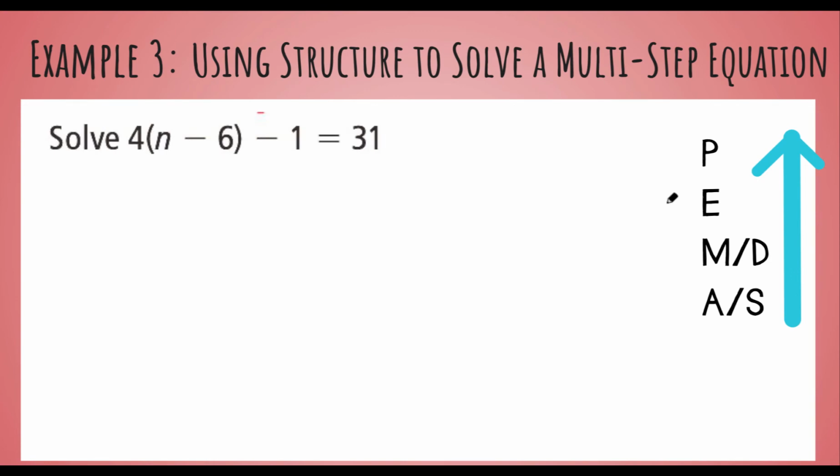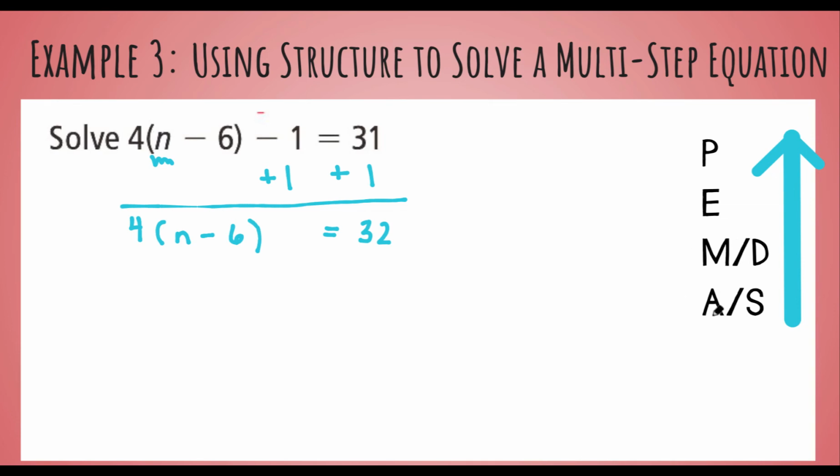All right, so our next example that we're looking at is a multi-step equation where we have 4 times the quantity of n minus 6 minus 1 equals 31. So there's a couple of ways you could do this problem, but if we did the reverse PEMDAS order, then we would start with the addition and subtraction. So we can see that on the left side, in order to get the n by itself, we have this quantity that is subtracting 1. So opposite of subtraction, we should add 1 on both sides. And when we do that, we end up with 4 times the quantity of n minus 6 is equal to 32.